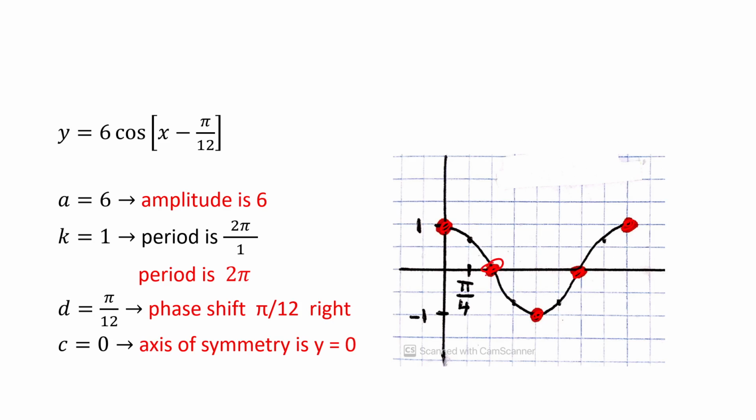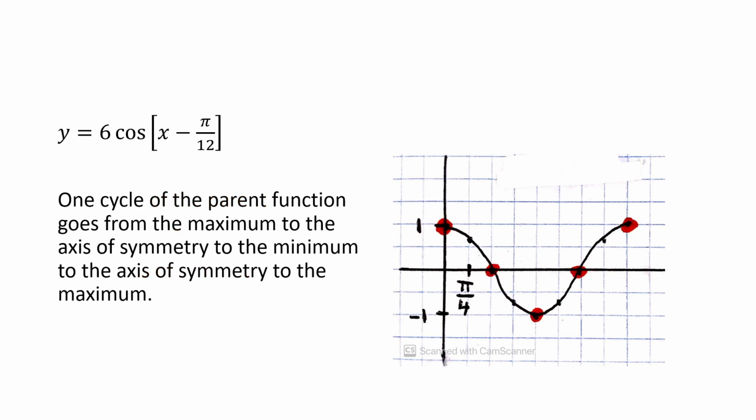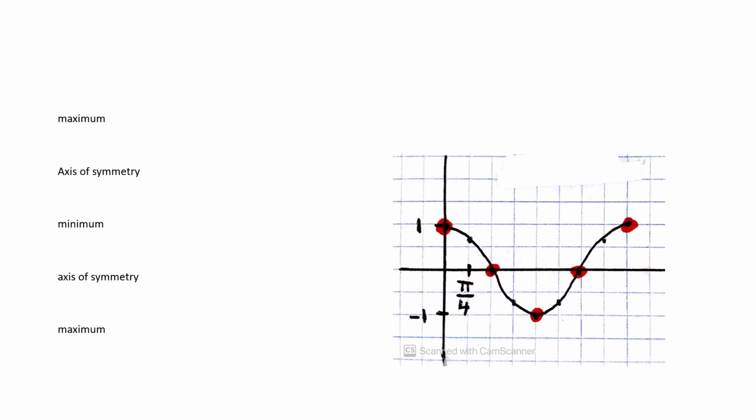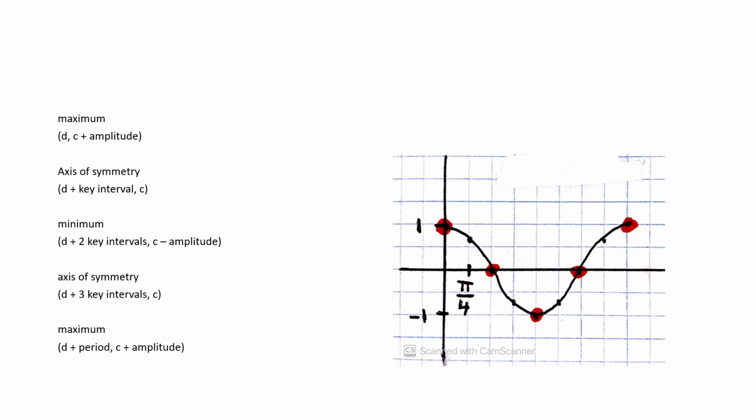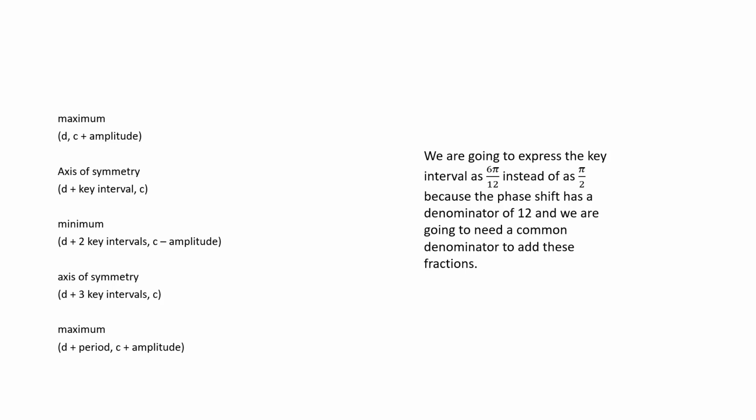We see that our second key point is on the axis of symmetry, as is our fourth, so both of those will have y coordinates of c, but our first and fifth will have a y coordinate of c plus an amplitude, and our third one's y coordinate will be c minus an amplitude. Okay, and so we're able to state the process that our curve goes through. And we plug in, as we said earlier, what the points will be. And remember, a key interval in this case is the period divided by 4, so it's pi over 2. We'll call it 6 pi over 12 because the phase shift of pi over 12 needs to be added to that. We want a common denominator.